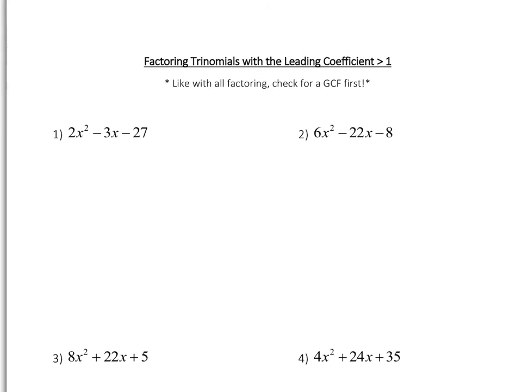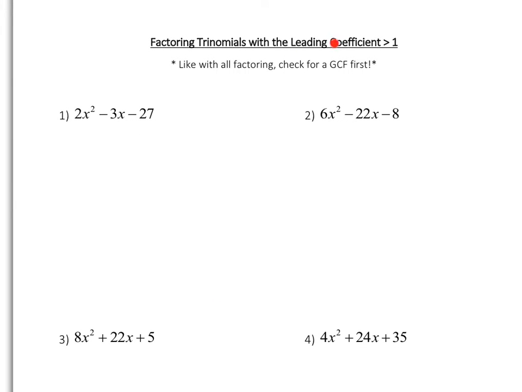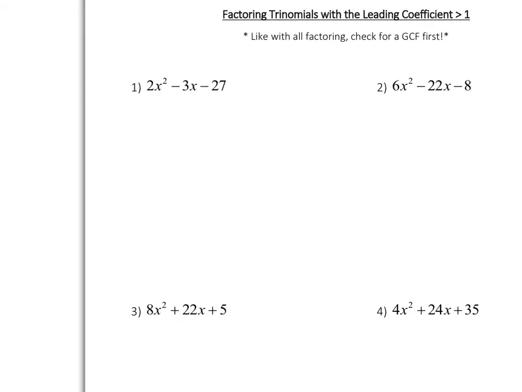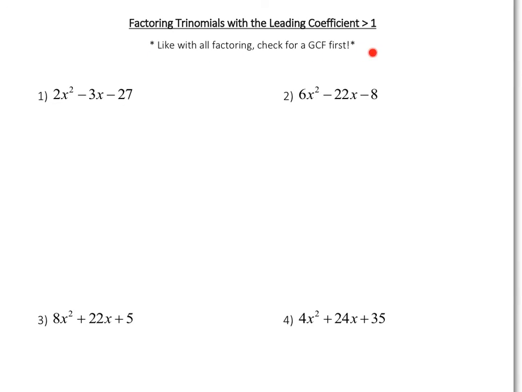Okay, now these examples are factoring trinomials where the leading coefficient is greater than 1. Here's the leading coefficient. It's a 2, it's a 6, an 8, and a 4. So I'm going to try the first two with you. Now let's again, like all factorings, we're going to check for GCF. Is there a GCF between 2 and 27 and 3? No. So we're going to do the same thing. We're going to do that reverse factoring. So it's a little different.